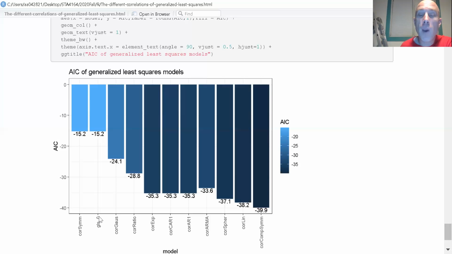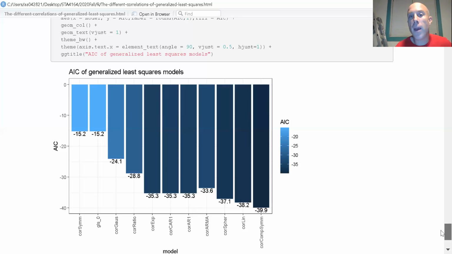Now, if I'm in a situation where I just want the best model possible and I don't care how I got it, then I would go with this one over here, the corCompSymm. Now, if I wanted a balance between complexity and fit, for me, I would be going with autoregression 1. You have to consider your audience, consider the situation you're in.